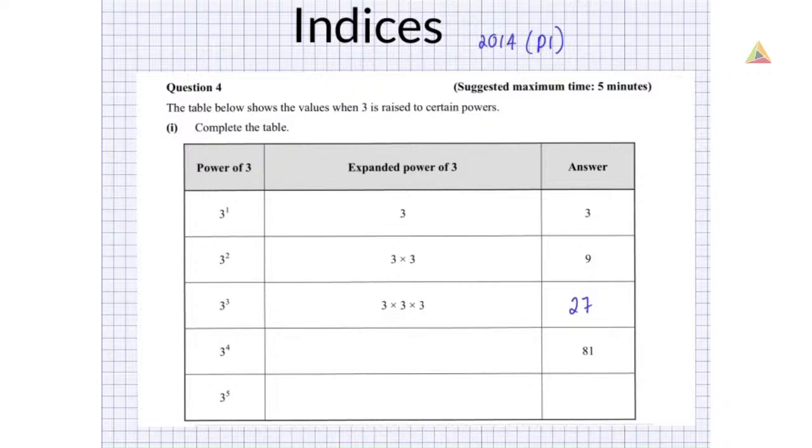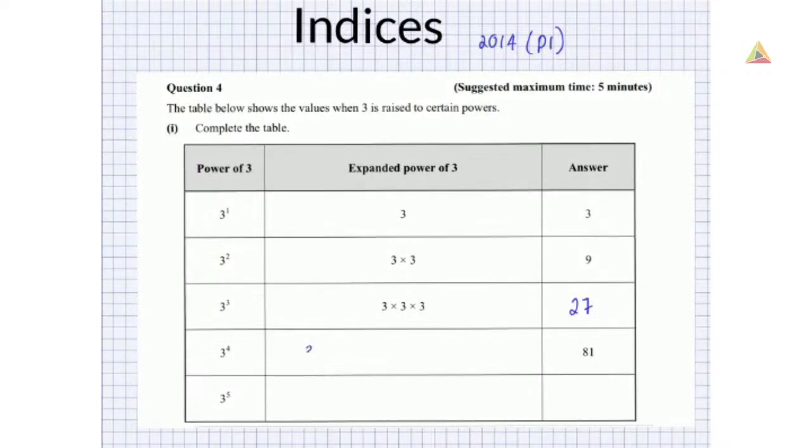So 3 by 3 by 3 gives you 27. And then we have 3 to the power of 4. So let's write that out properly. That's going to be 3 by 3 by 3 by 3. And that's 81. 3 to the power of 5 then we have to do this fully. So this is going to be 3 by 3 by 3 by 3 by 3. So 3 to the power of 5. And when you put that into the calculator, it's going to give you 243. So we'll go on to another question now.